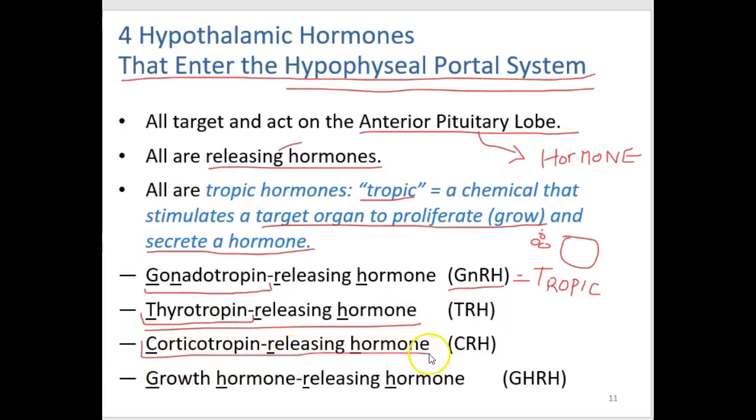Corticotropin releasing hormone, made by the hypothalamus, causes the anterior pituitary to release a corticotropin, which is a tropic hormone, and it will affect the adrenal cortex, and we'll come back to that. The last hypothalamus hormone is the growth hormone releasing hormone. Instead of using tropic in its name, somebody decided releasing hormone was good enough. It is going to cause the anterior pituitary to release growth hormone.